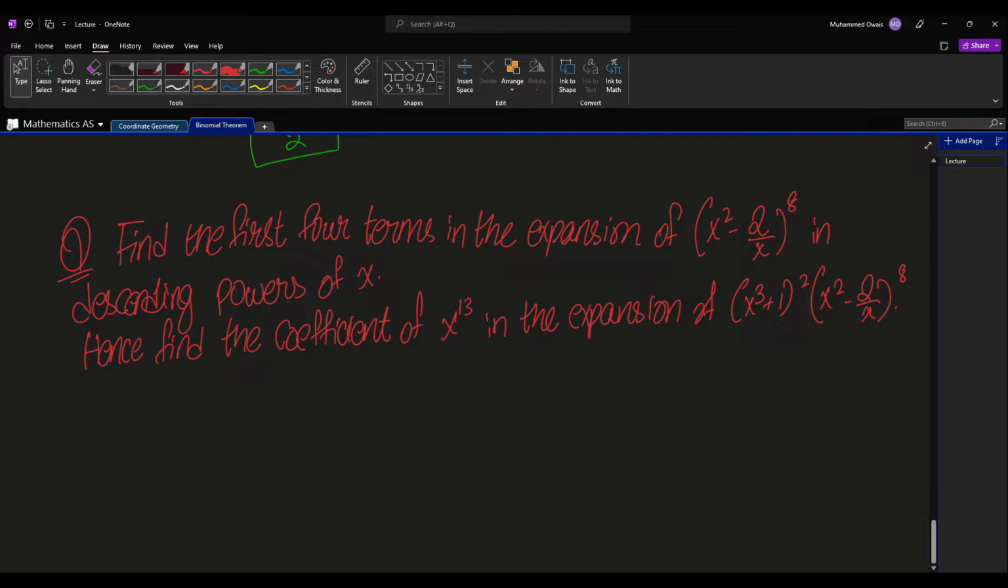Okay, now here we have another question, which is asking us to find the first 4 terms when we expand this in descending powers of x. Whenever a question tells you to find the expansion in descending or ascending powers of x, you do not need to worry, because the question is designed in such a way that if you just solve it using the normal binomial method, it will give you an answer in descending or ascending powers of x, depending on what the question is asking. I'll just show you that you can solve this normally and it will give you descending powers of x.